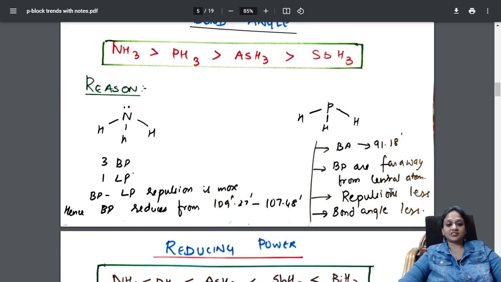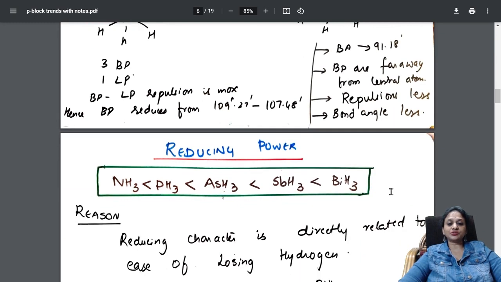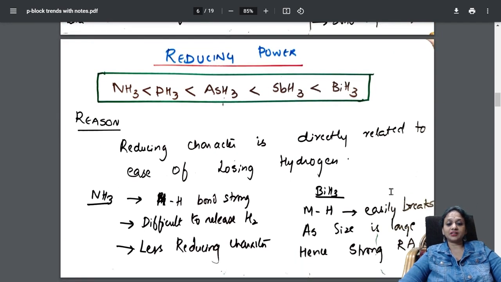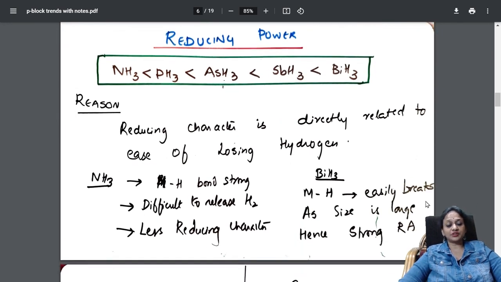All right. After that, slowly I took into a concept called reducing power, that is the ability to release the hydrogen atom. I have written why ammonia is less and bismuth hydride is the strongest reducing agent. Both the cases, I have written the reasons, so please note it.